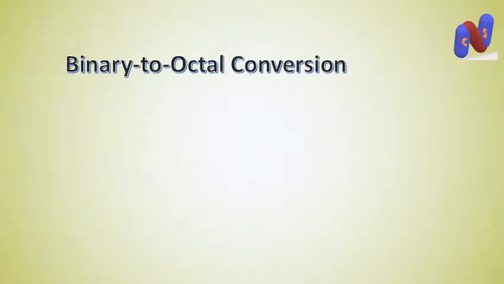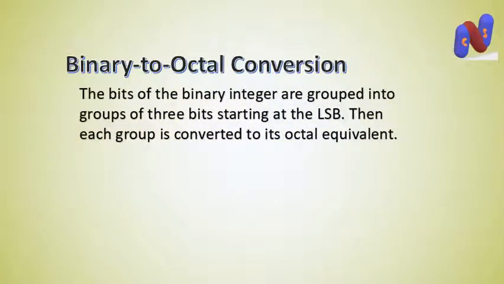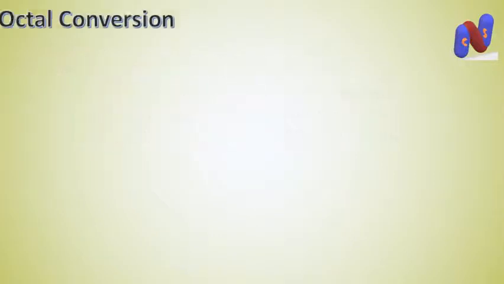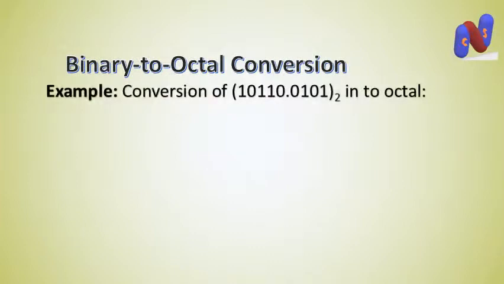Now, binary to octal conversion. The bits of the binary number are grouped into groups of 3 bits, starting at the LSB. Then each group is converted to its octal equivalent. We can understand it with the help of an example.